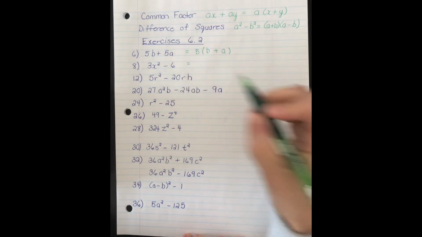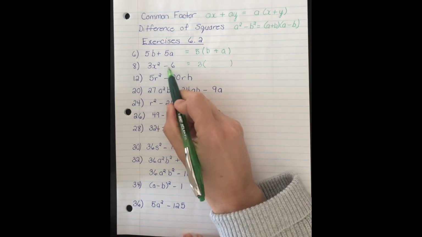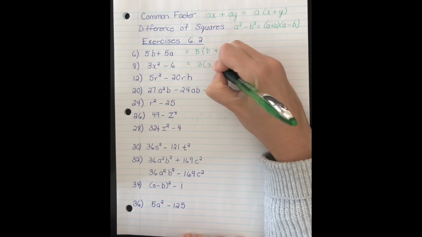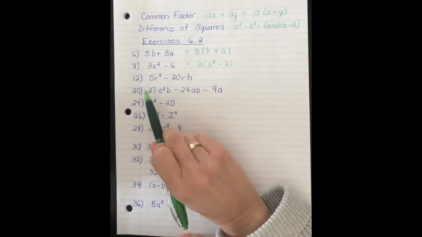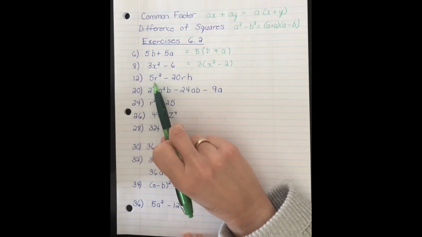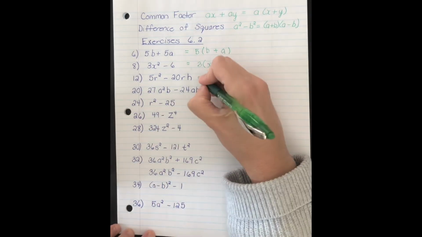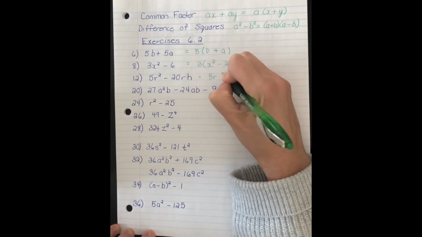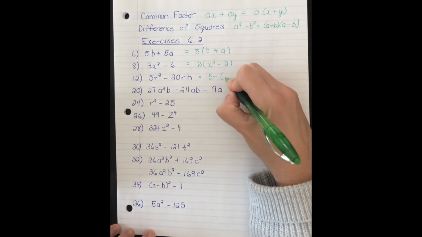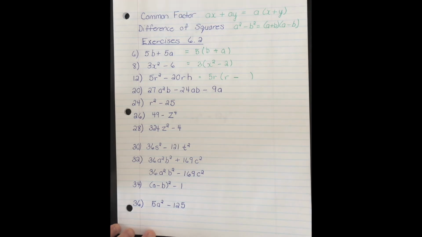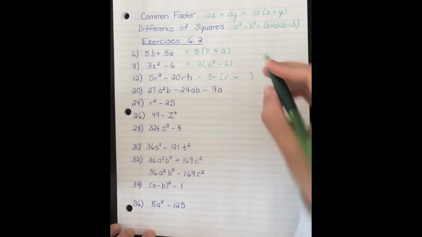The greatest common factor in problem 8 is 3. So now we simply divide each of these terms by 3, and that will give us x squared minus 2. In number 12, each term is divisible by 5, but each term is also divisible by r. So the greatest common factor is 5r. 5r squared divided by r is r. Put in the middle sign. 20rh divided by 5r would be 4h.